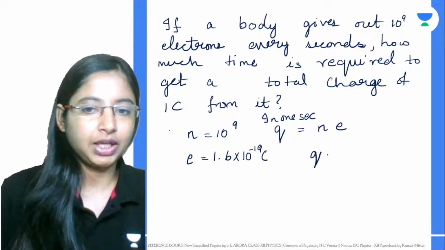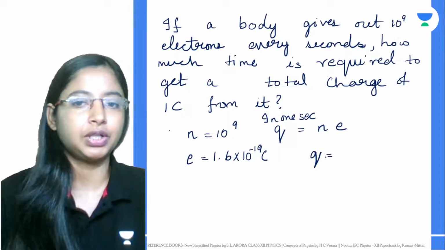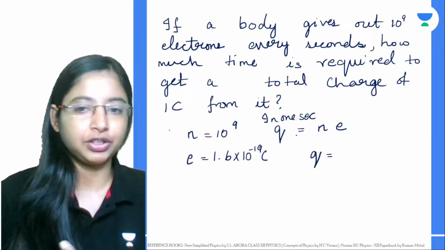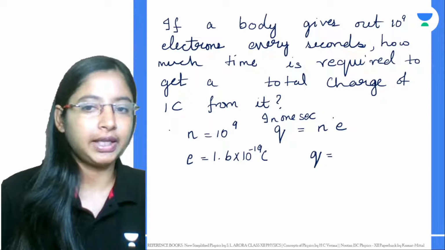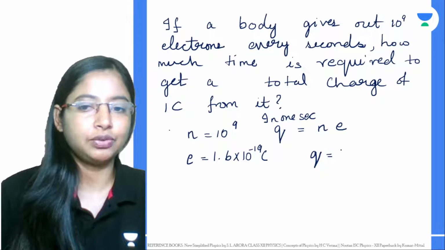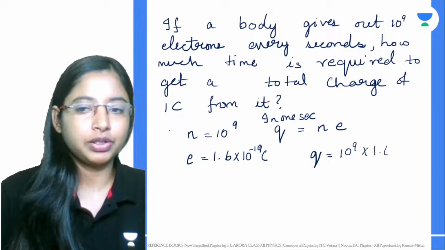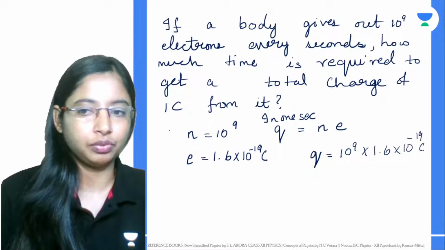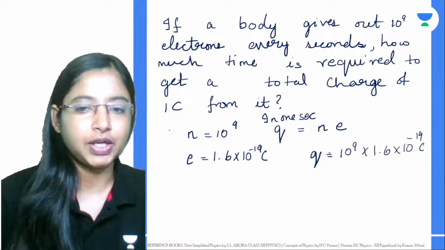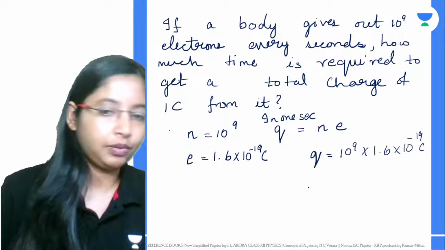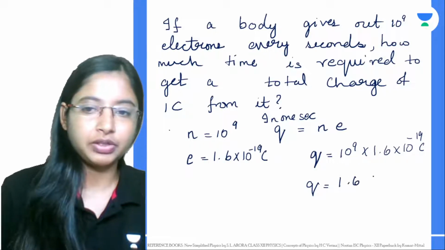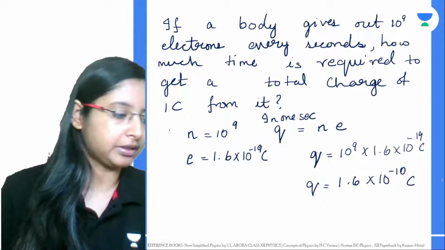So from here, we want to calculate how much charge that particular body gives out in 1 second. We know how many electrons it gives out in 1 second, and now we want to find how much charge it gives out. So Q is equal to NE, your quantization of charge formula. So Q is equal to 10 to the power of 9 into 1.6 into 10 to the power of minus 19 coulombs. In case you're solving, if you solve before me, share your answers in the chat box. So the total charge it gives out in just 1 second is 1.6 into 10 to the power of minus 10 coulombs.